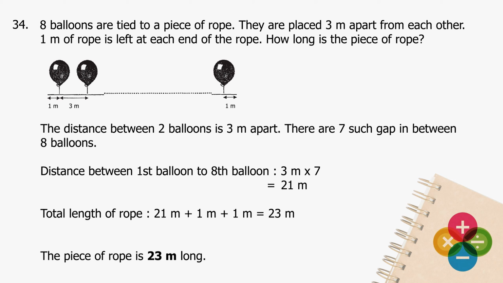The distance between 2 balloons is 3 meters apart. There are 7 such gaps in between 8 balloons. The distance between the first balloon to the 8th balloon will be, multiply 3 meters by 7, and the product is 21 meters. The total length of rope will be, add 21 meters to 1 meter, and to 1 meter, and the sum is 23 meters. The piece of rope is 23 meters long.